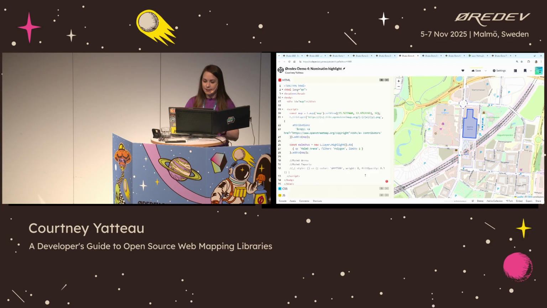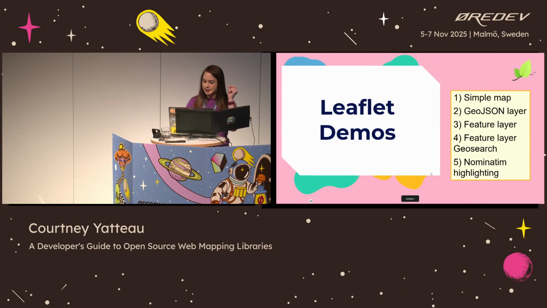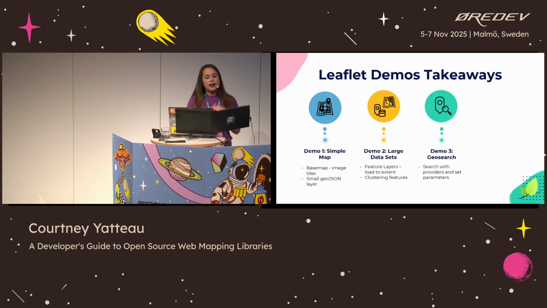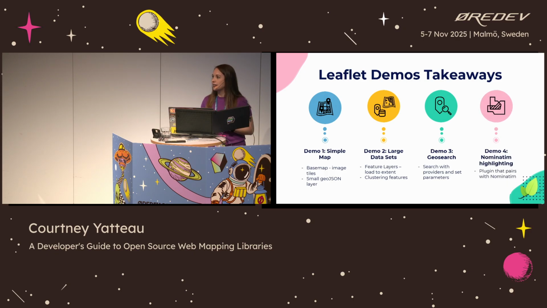All right, I'm going to go back to my slides. I'm going to speed it up just a little bit. So we've got some takeaways. Generally, we had our simple map, we had our large data sets, which are good for potentially feature layers as long as you do some sort of styling or are zoomed in or out. We'll look at vector tiles, which is the alternative to that in MapLibre. You've got your geo search option, and then we had our Nominatim highlighting.